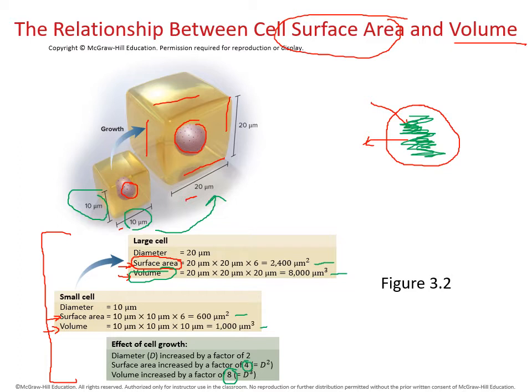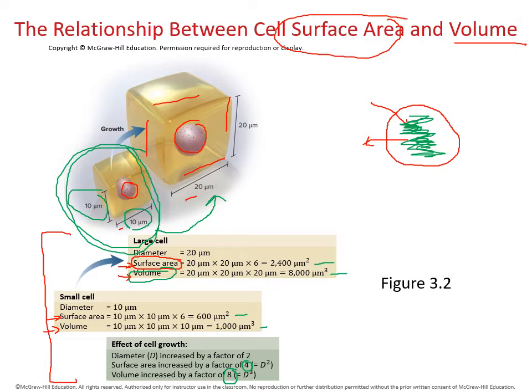So the solution to have a very effective cell that can keep up with its demand of nutrients and waste products is to keep the cell nice and small. Because when you keep it nice and small, what we see happening is that the surface area that the cell has is effective and enough to maintain its nutritional demand and waste expulsion that's happening on the inside of the volume.